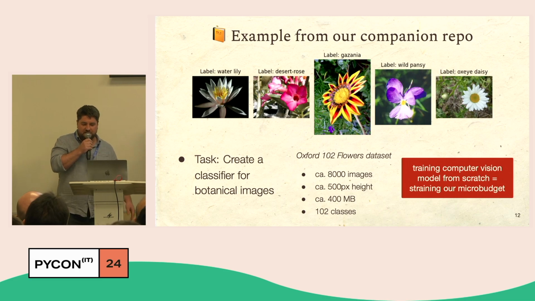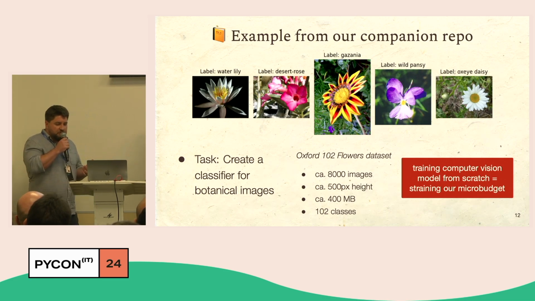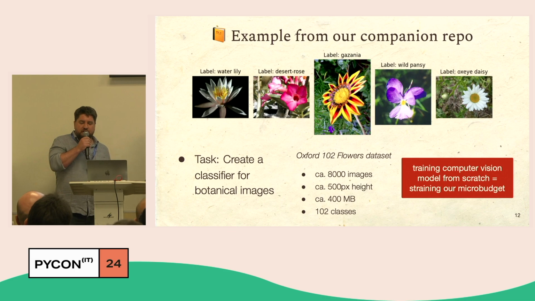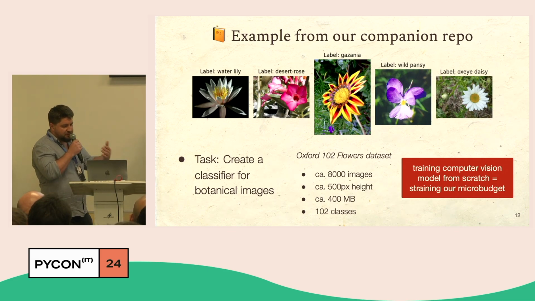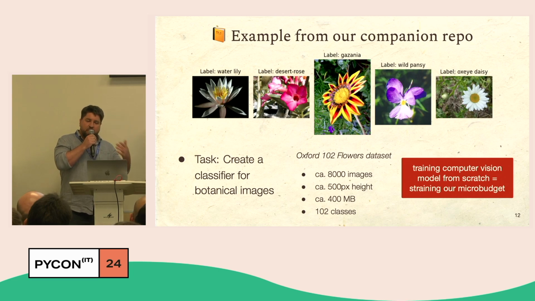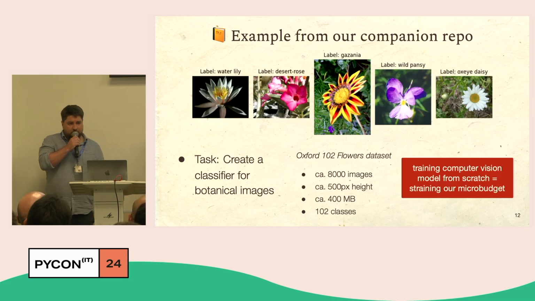the respective species. So it's 400 megabytes of image data. That's not massive, but if you think about it, if you want to train and develop a model from scratch, that may be a strain on our microbudget. First of all, you have to decide on the right architecture, maybe you have to experiment with the architecture, and also you have to invest a little bit of compute time to train this model from scratch. So can we do more with less?